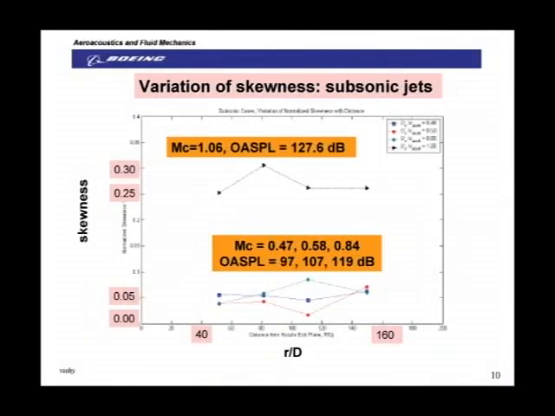Now, if you look at the skewness values as suggested by Shon, for the very low subsonic jets, the skewness values are well below 0.1. But once you cross, this is a Mach 0.9 subsonic jet at a very highly heated temperature ratio, the skewness values jump to roughly about 0.3, which is the criterion established by Shon for the onset of crackle.